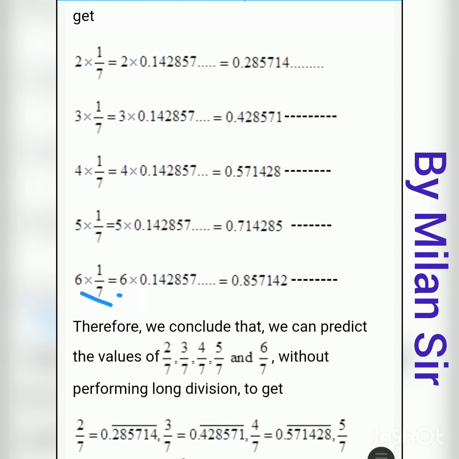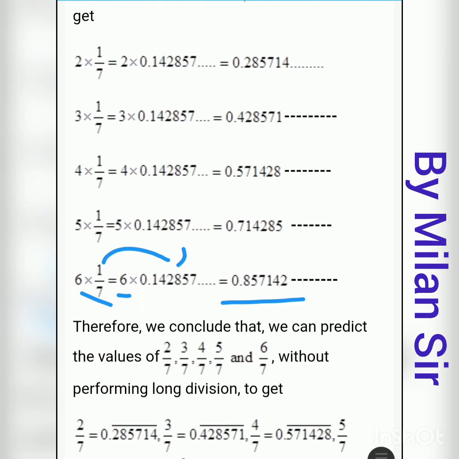If you want to find the value of 6 by 7, then 6 multiply 1 by 7. So 6 multiply the value of 1 by 7, it is 0.142857. So if we multiply these two numbers, we get the answer 0.857142. Okay, so in this way we can get the answer of 2 by 7, 3 by 7, 4 by 7, 5 by 7 and 6 by 7.